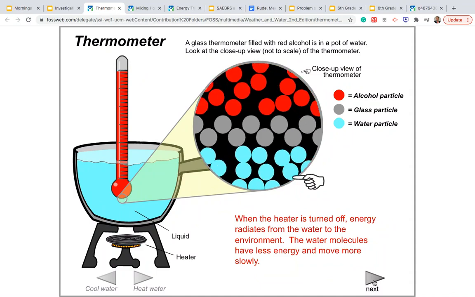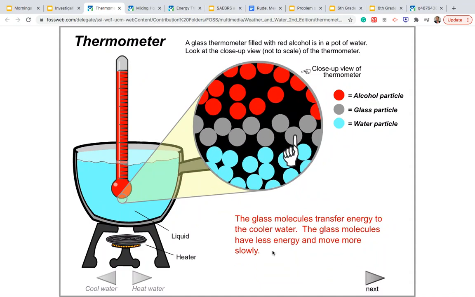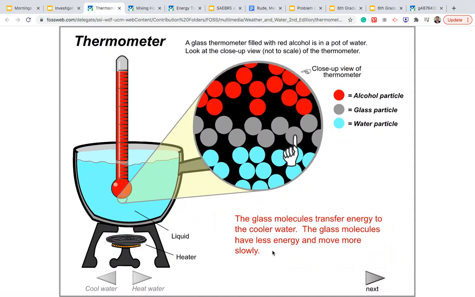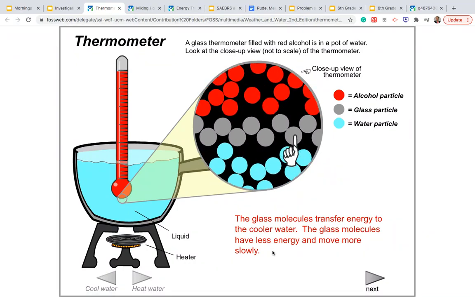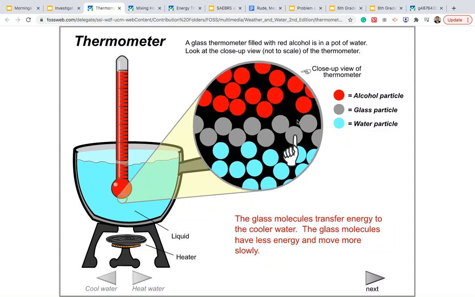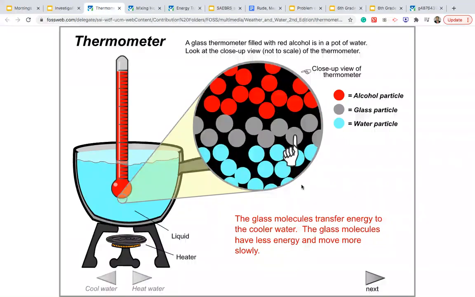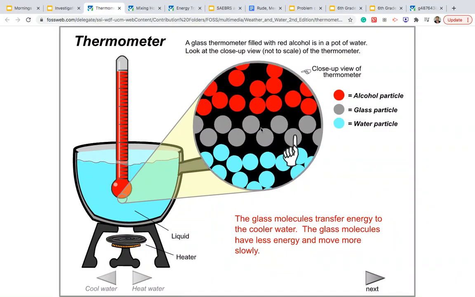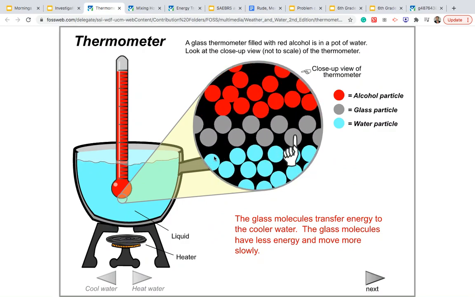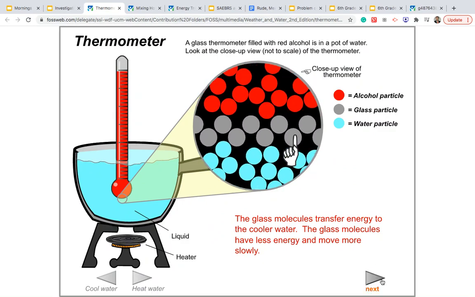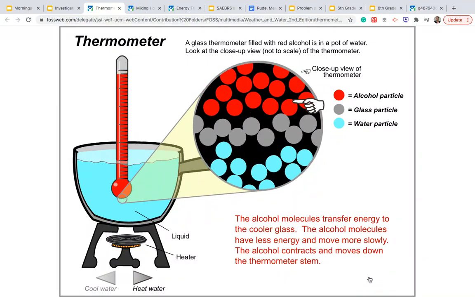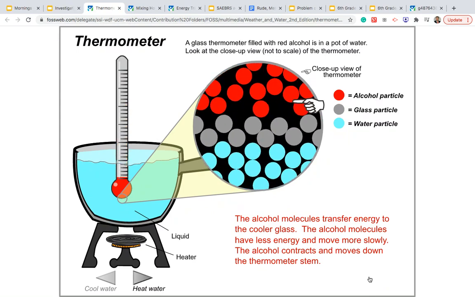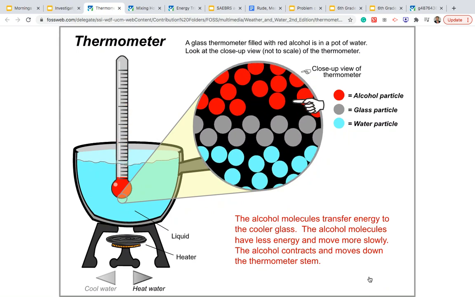And what's going to happen next is the glass molecules transfer energy to the cooler water. So the gas molecules then have less energy and move more slowly. Remembering that energy always goes from high to low, or hot to cold. So our hotter particles are transferring their energy to the slower, colder ones. And what do we think is going to happen last but not least? Well, if you said the alcohol particles are going to give their energy to the glass particles, you were correct.